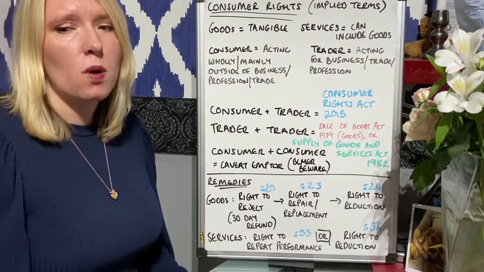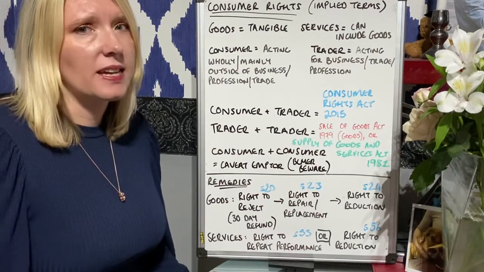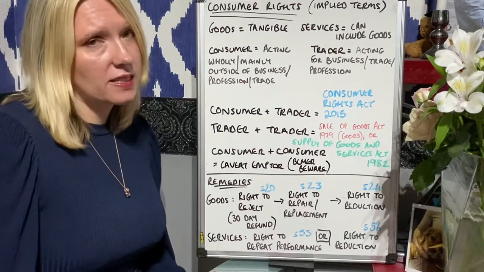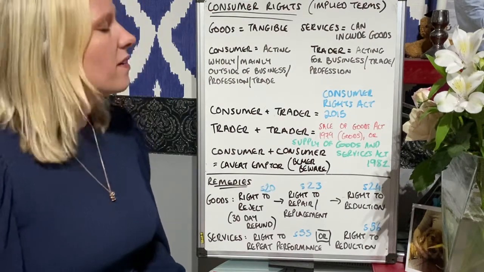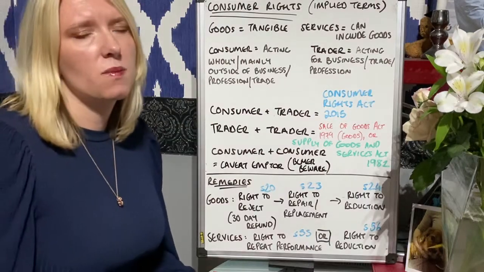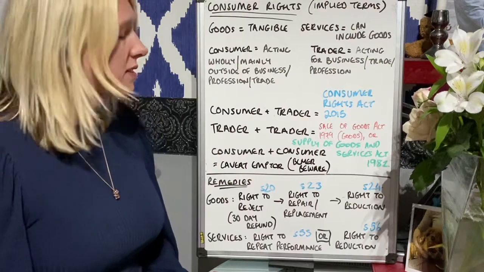So, for example, if you're buying an old phone from a friend, you generally have to take it as you see it. If it goes faulty the next day, you don't really have any legal rights, although as a friend, you might want to honour that. The most important relationship, however, is consumer and trader. You're unlikely to get consumer and consumer in the exam, for example.